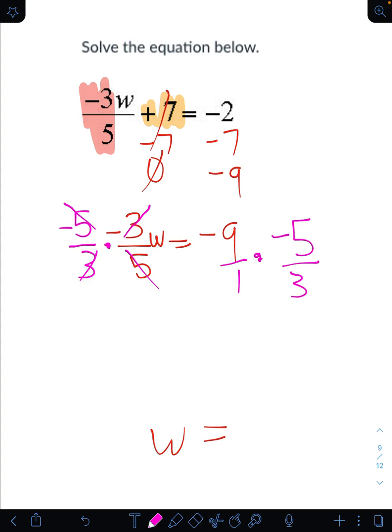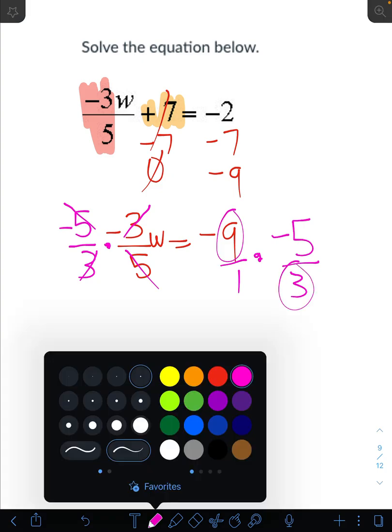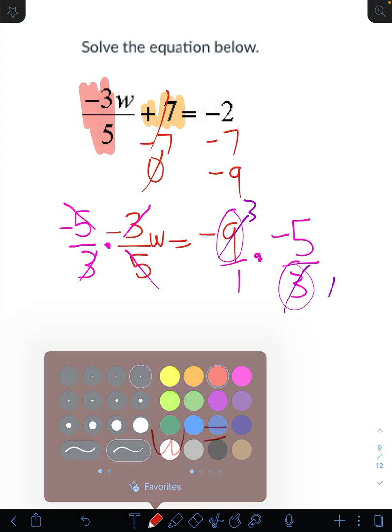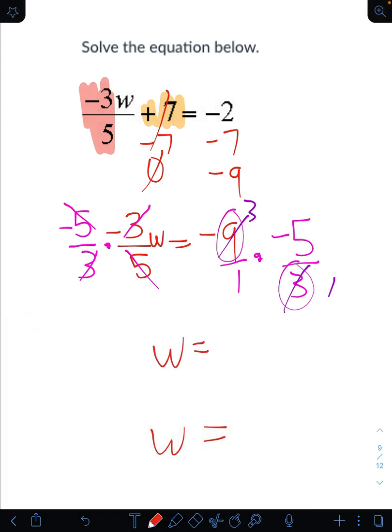So before you multiply, let's take a look. You have a 9 here and a 3 here. Divide that by 3, you get 1. Divide that by 3, you get 3. So you're left with a w on this side and a negative 3 times a negative 5, which is 15.